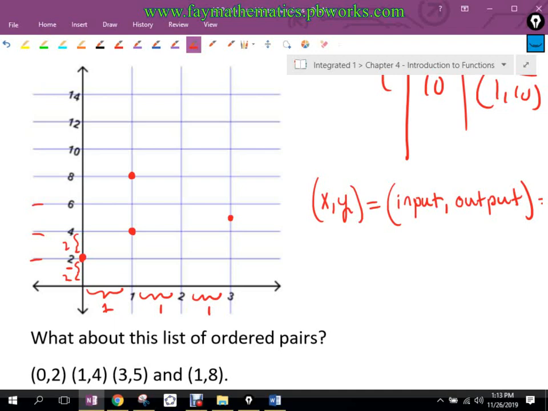It's a relationship that pairs each input value with exactly one output value. So input value is X, output value is Y. So does every X have exactly one Y? So this X of 0 has one Y of 2, right? This X of 3 has exactly one Y of 5, right? But this X of 1 has two Y values. It has a 4 and an 8.